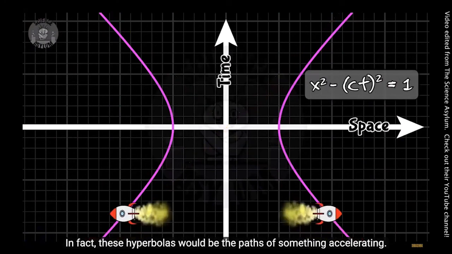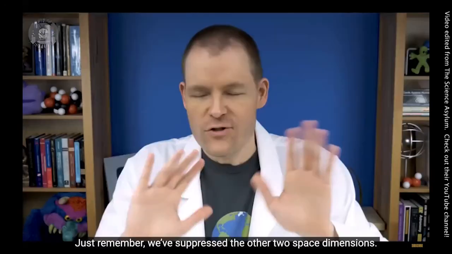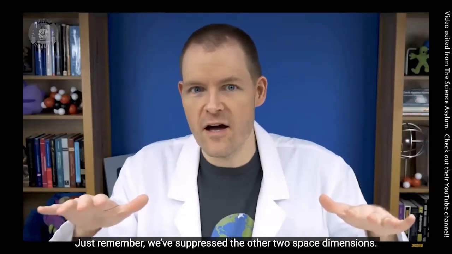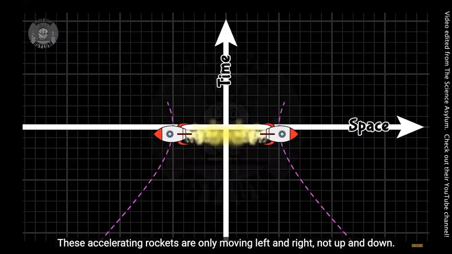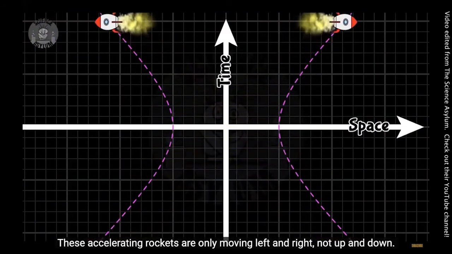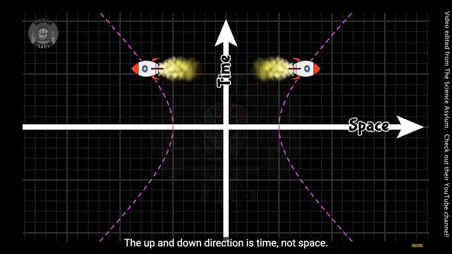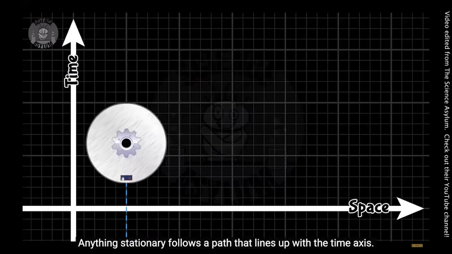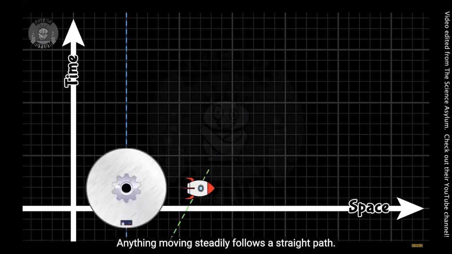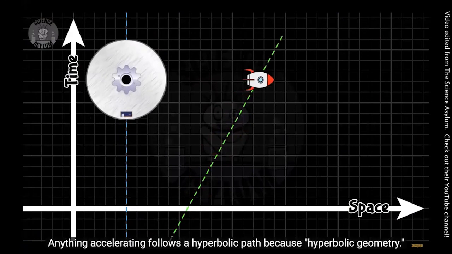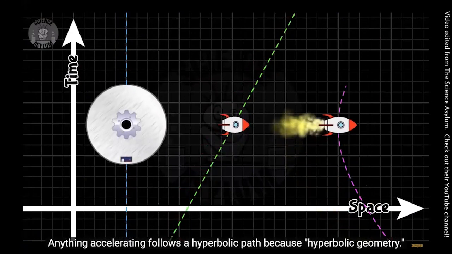In fact, these hyperbolas would be the paths of something accelerating. Just remember, we've suppressed the other two space dimensions. These accelerating rockets are only moving left and right, not up and down. The up and down direction is time, not space. Anything stationary follows a path that lines up with the time axis. Anything moving steadily follows a straight path. Anything accelerating follows a hyperbolic path, because hyperbolic geometry.